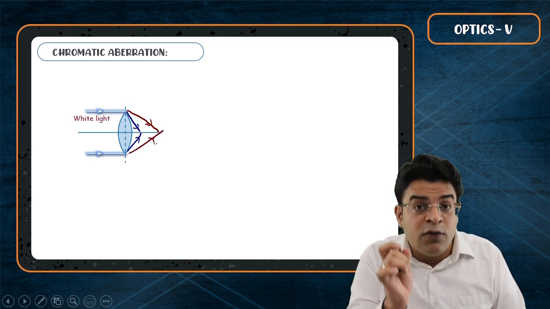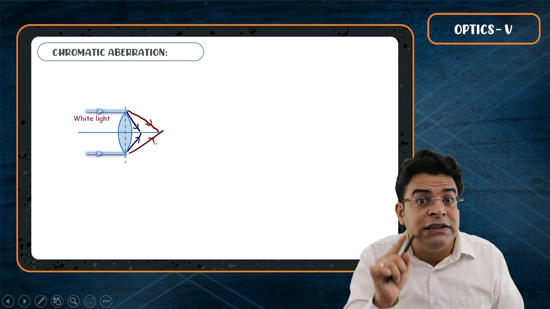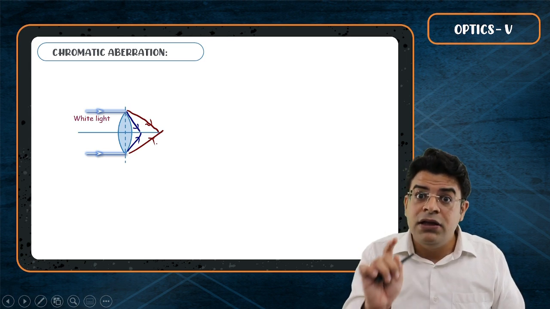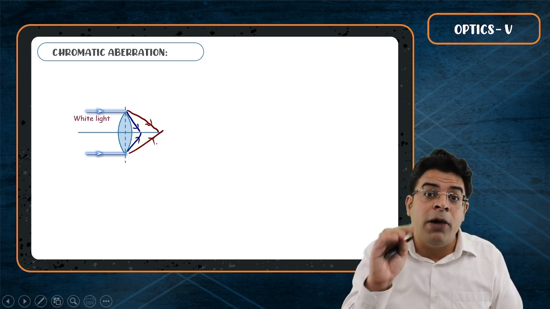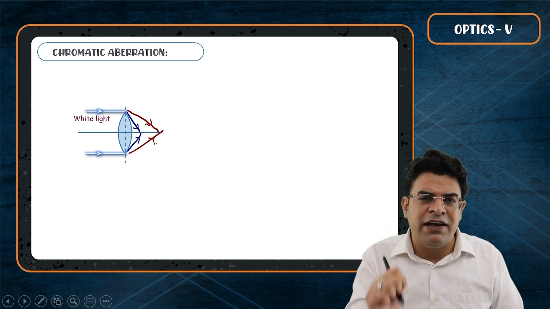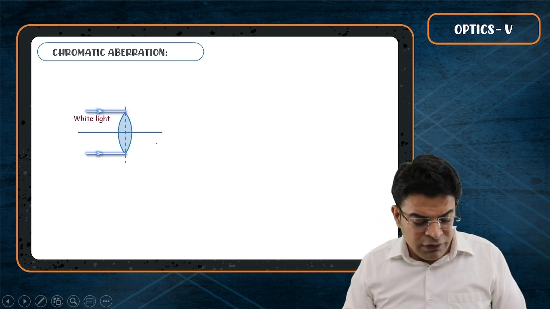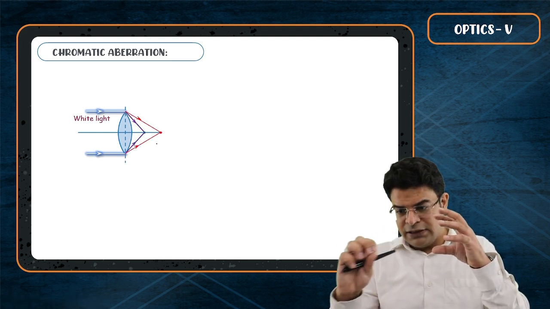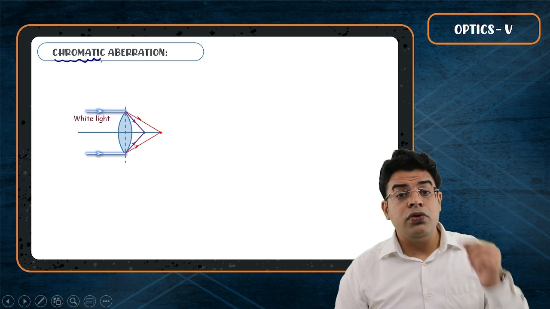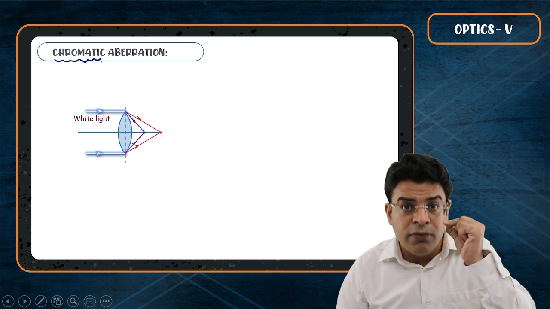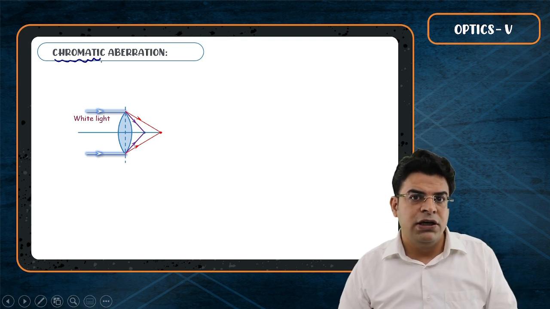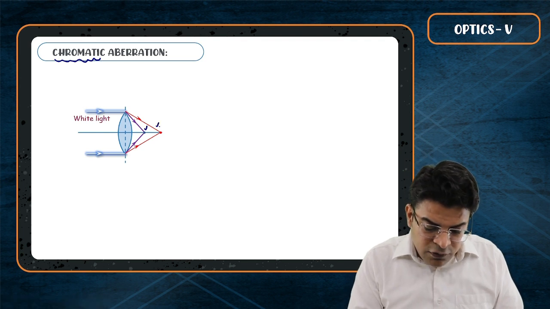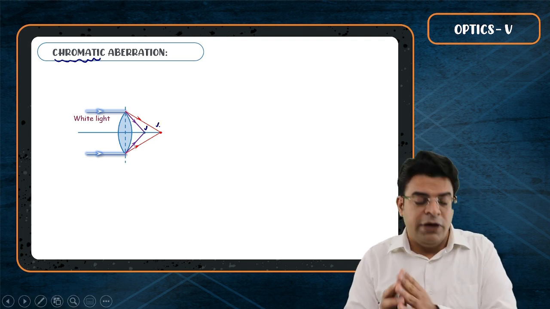For red, the focal length is highest, the power is least. For violet, the focal length is least, the power is highest. Greater the refractive index, greater the power. So once the white light passes through this lens, the light gets converged. But due to the difference in refractive index for different colors, different color of light gets converged at different places.